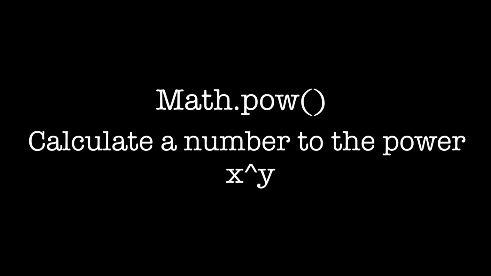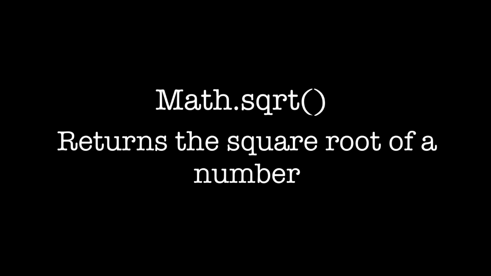Inside the parentheses of Math.pow, it goes by x to the power of y. For example, Math.pow parentheses 2, 3 means 2 to the power of 3. Math square root will return the square root of a number. So in my opinion, this kind of works in the format of a radical.